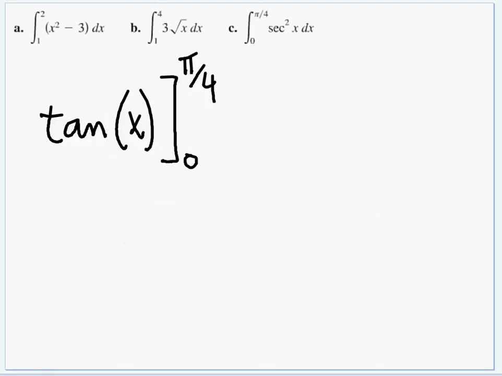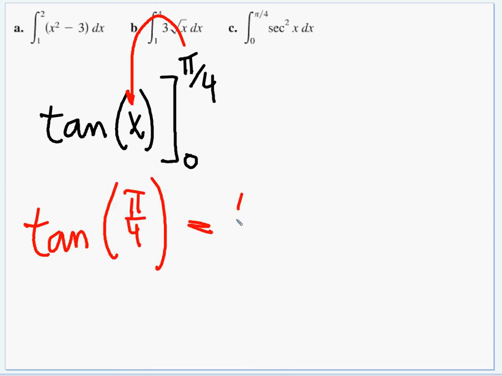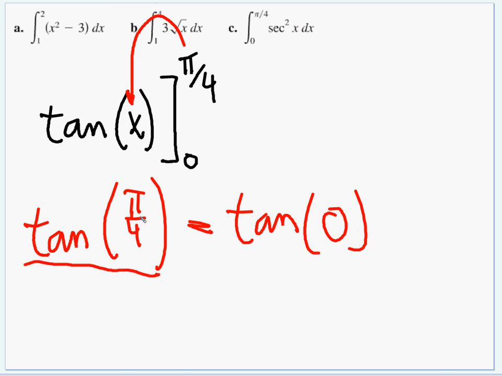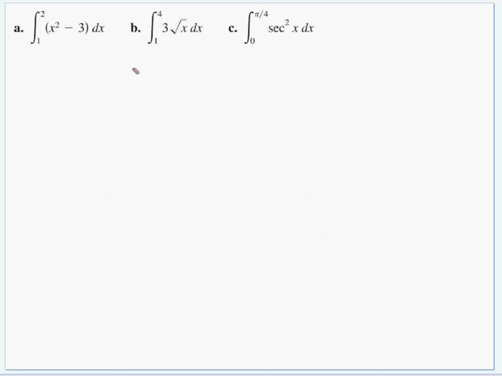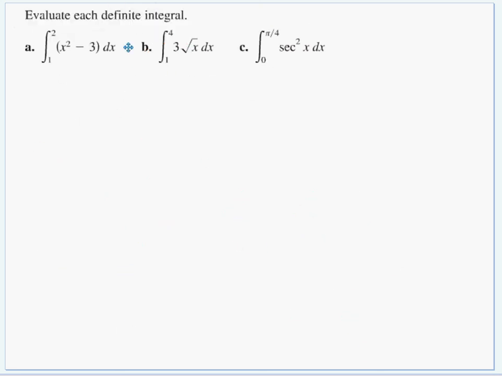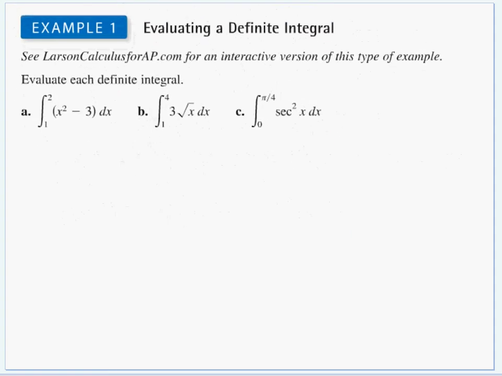All right, upper limit gets its first turn, jumps in, tan of quarter pi, minus lower limit jumps in, tan of 0. Okay, unit circle time, tan of quarter pi, well that's 1, minus the tan of 0, that's 0. 1 minus 0 is 1. All right, there we go. So just some very basic definite integrals using the fundamental theorem of calculus.